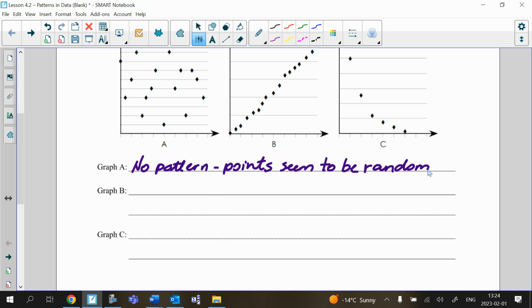How would you describe B? Okay. This would be linear, even though the points don't form a straight line, like an exact straight line. It's close.